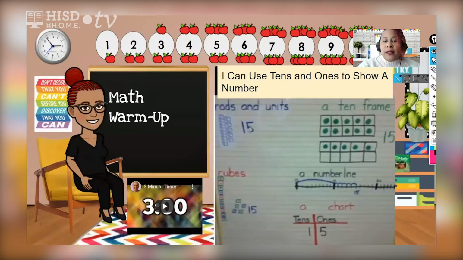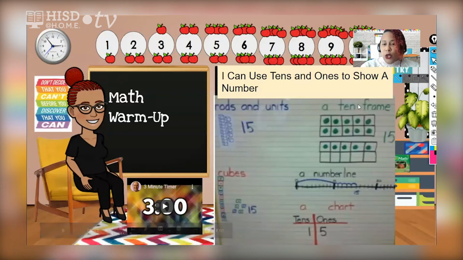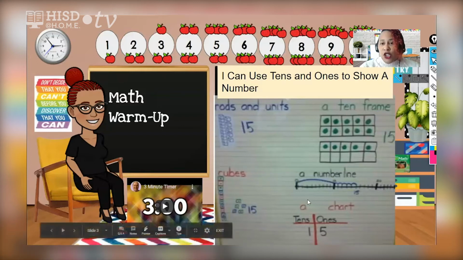For our warm up today, your objective is that you can use tens and ones to show a number. Here is just an example. This is an example of the number 15. You could show the number 15 using place value blocks with tens and ones. You could use a 10 frame to show the number 15. You could use cubes, a number line, and a chart.